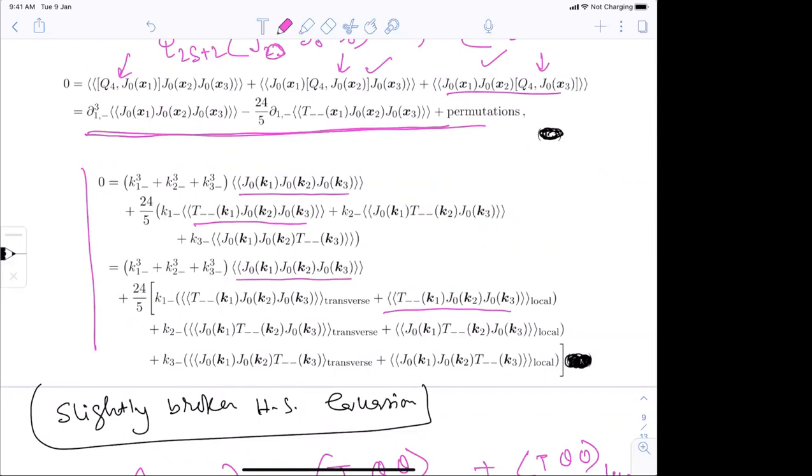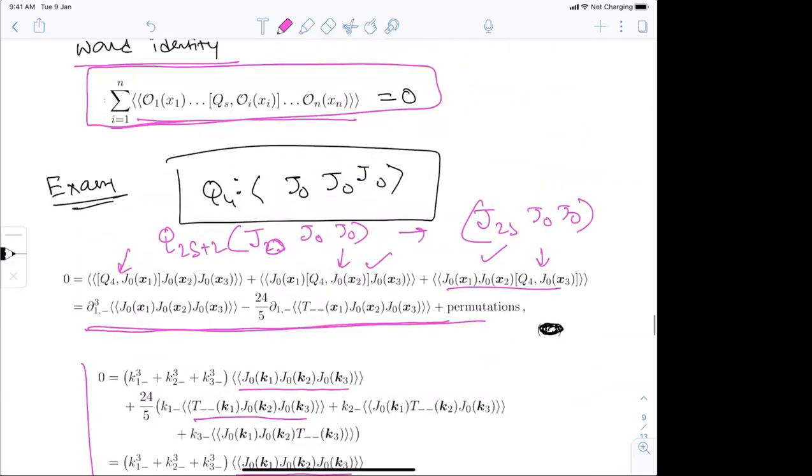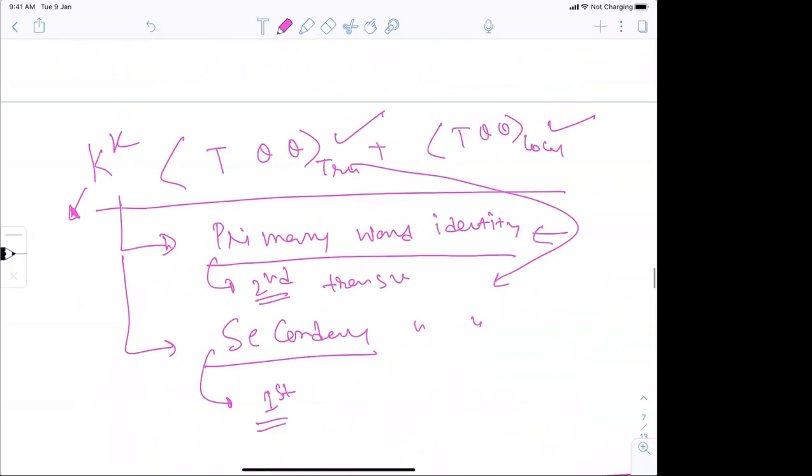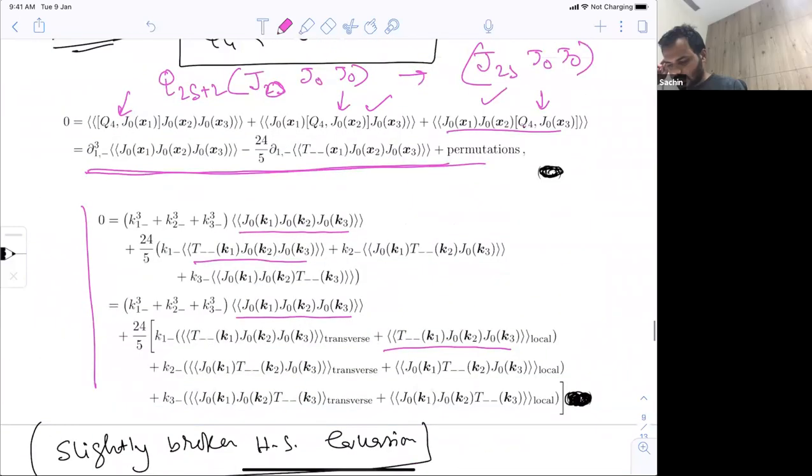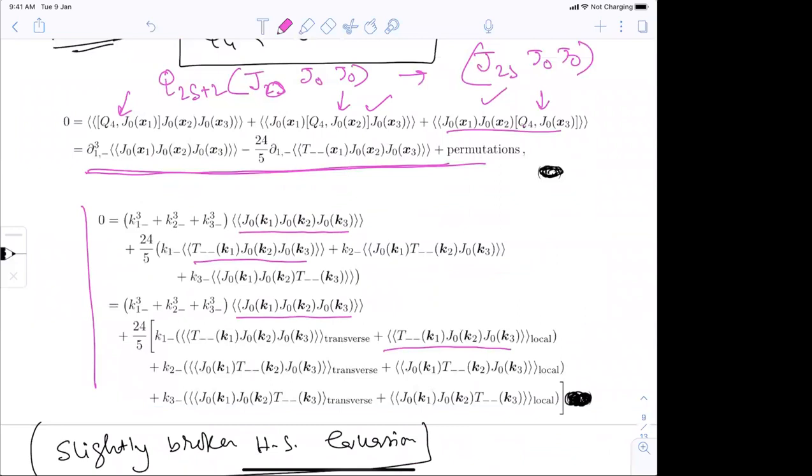Yeah, but I am a bit lost because in the earlier presentation, you said that you first write all possible structures when you want to determine this transverse part. You wrote all possible structures, right? And then you implemented these differential equations on these structures. And then you saw that up to some constants, they're determined completely. But what is the story here?